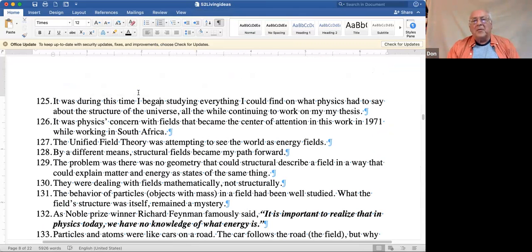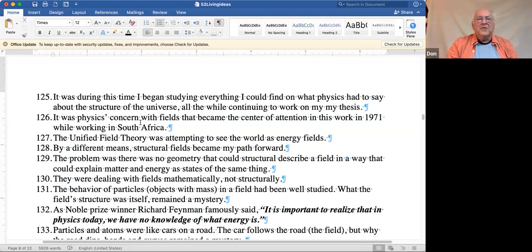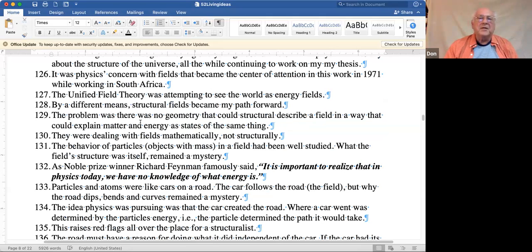So it was during this time I began to study everything I could find on what physics had to say about the structure of the universe and fields. It was physics' concern with fields that became the center of attention in my work in 1971 while working in South Africa. The unified field theory was attempting to see the world as energy fields.